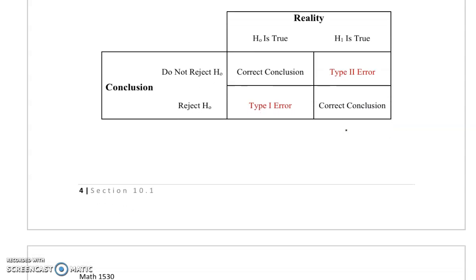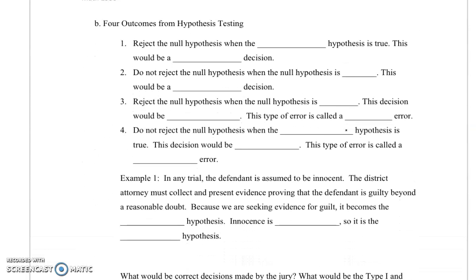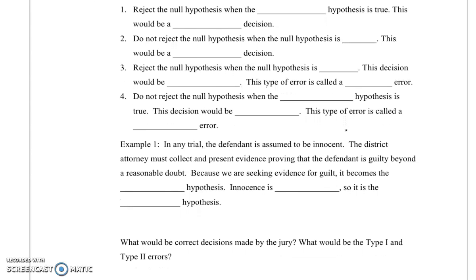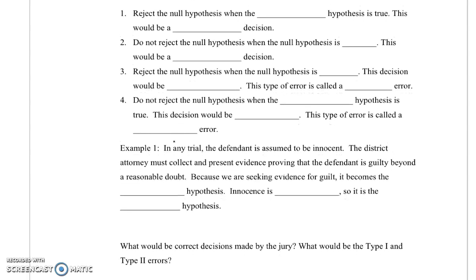So let's talk about these errors. And I just went through this, but let's go through it one more time, writing it in words instead of just going by the chart. We reject the null hypothesis when the alternative hypothesis is true. That's a correct decision. If we do not reject the null hypothesis when the null hypothesis is really true, that is also a correct decision.